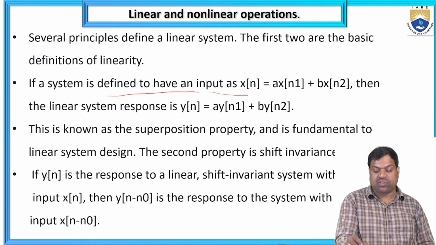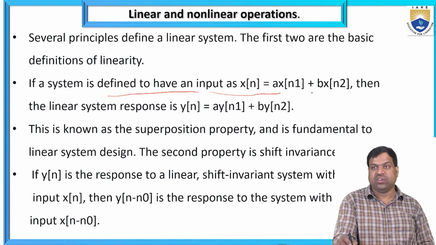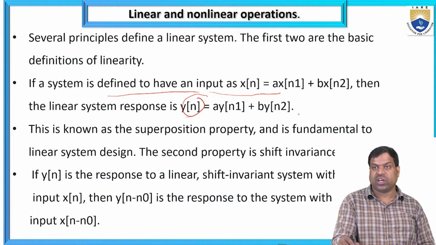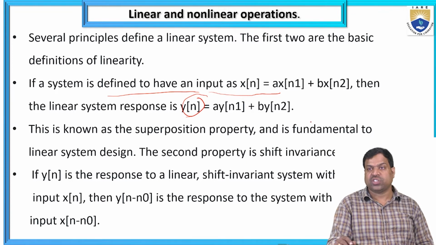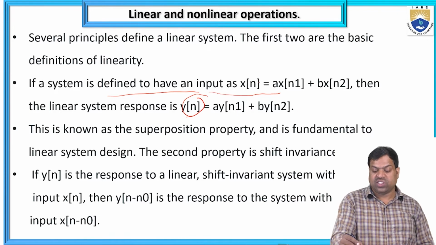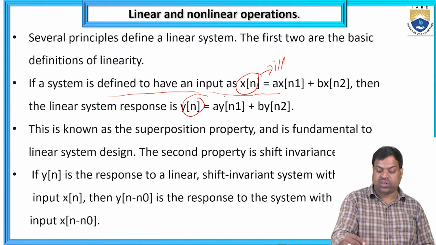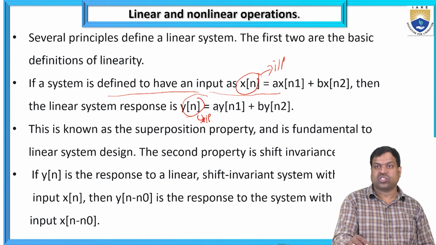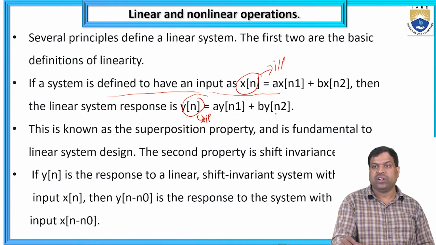If a system is defined with an input x of n equal to a into x of n1 plus b into x of n2, then the linear response y of n, that is the output, is y of n equal to a into y of n1 plus b into y of n2. Here a and b are two scalars, and n1 and n2 are two different inputs. So what is x of n here? It is an input value, and y of n is the output.